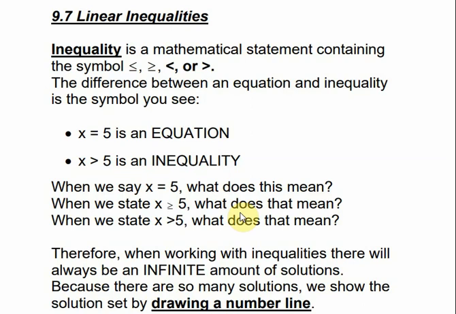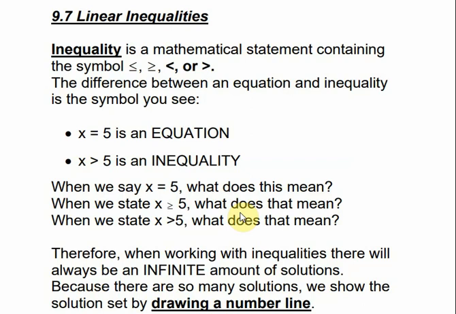X equals 5 is an equation. X is greater than 5 is an inequality. When we say that x equals 5, what does this mean? It means that the variable x represents the number 5. When we state x is greater than or equal to 5, what does that mean? It means that x could equal 5, but it could also be a number bigger than 5.